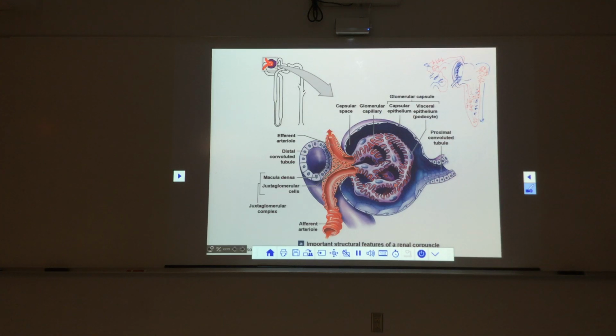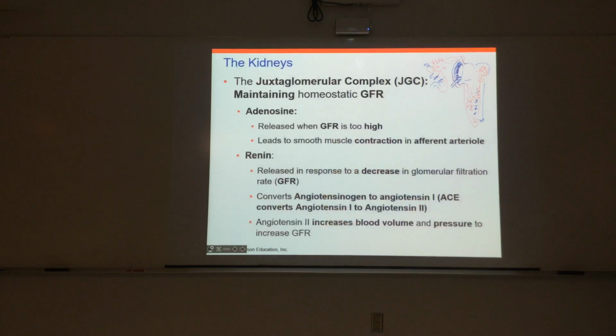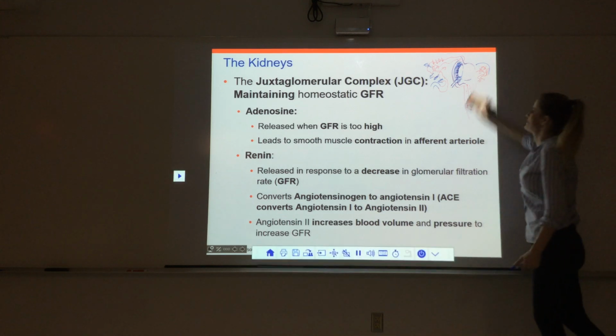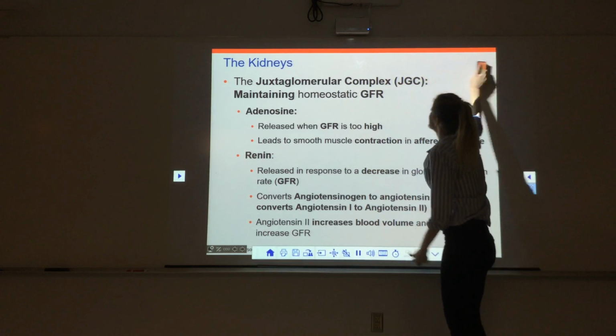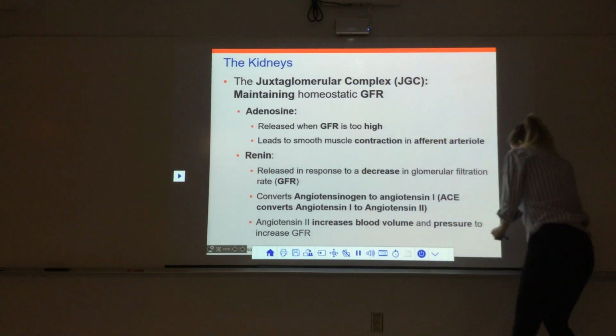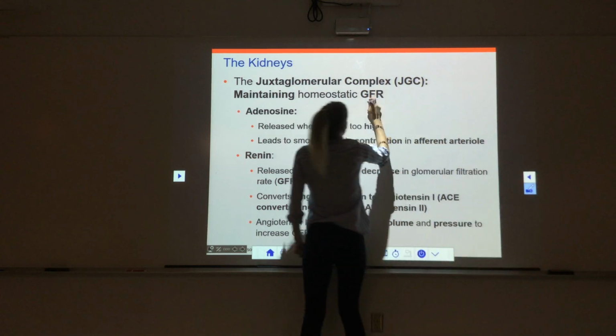And that area in general is important for maintaining glomerular filtration, right? How much we actually filter out of the glomerulus. All right, so the juxtaglomerular complex is important for maintaining homeostatic GFR. What is GFR?